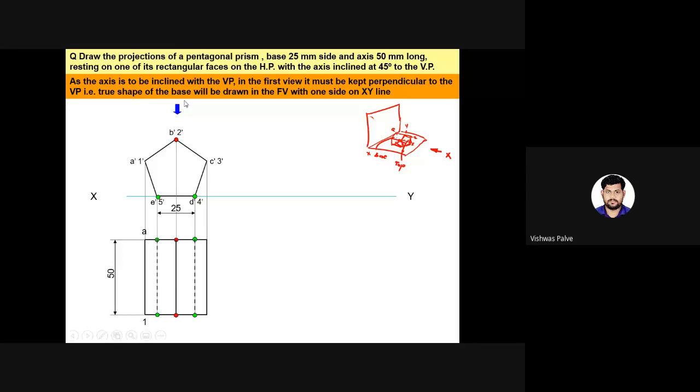Now next, in the second stage, what they have said is that the axis is inclined at 45 degrees to VP. So where is the axis actually? You can see this line.